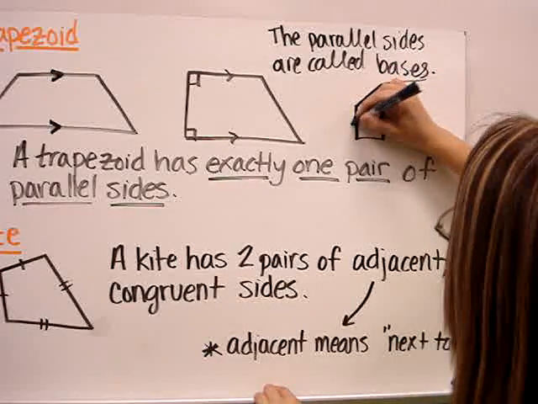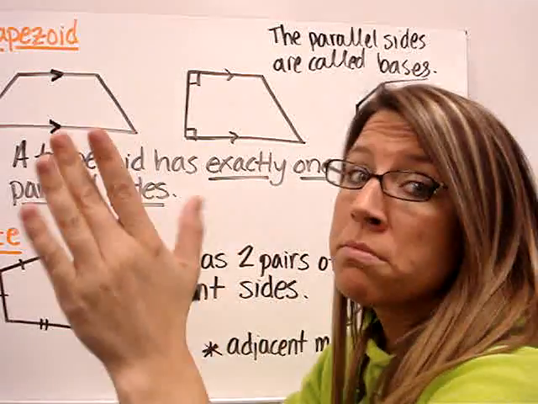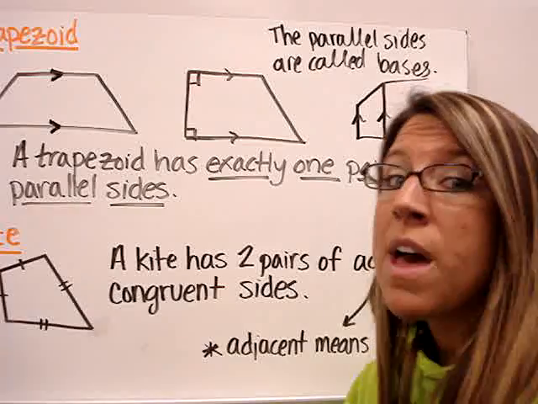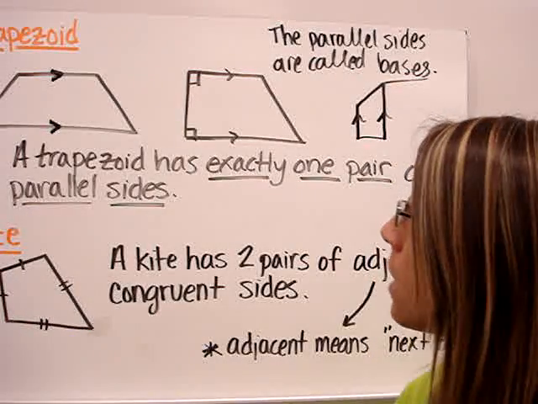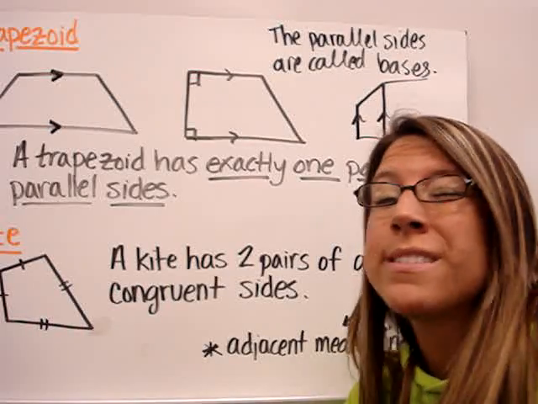But this side is parallel to this side. That's a trapezoid. And the bases are standing up. That's okay, so just keep that in mind for later. Kind of cool. And then the last quadrilateral we're going to talk about, just for definition purposes, is a kite.